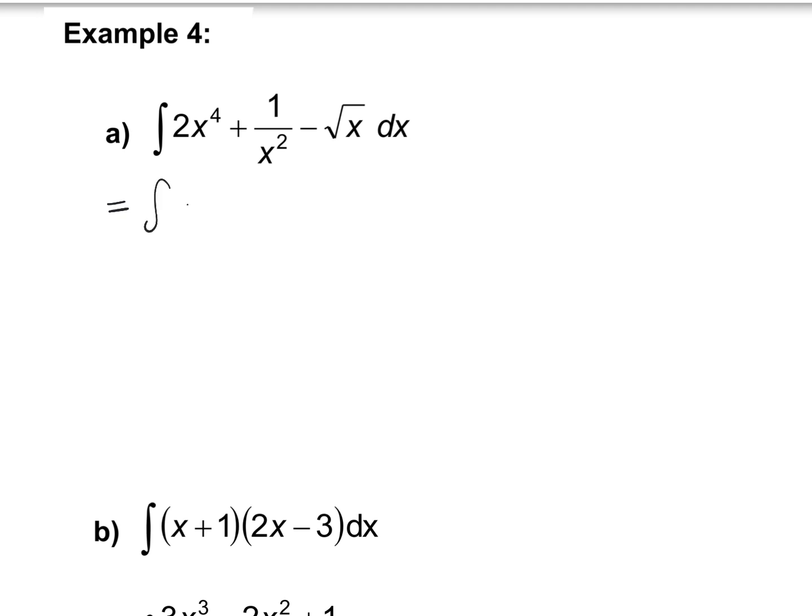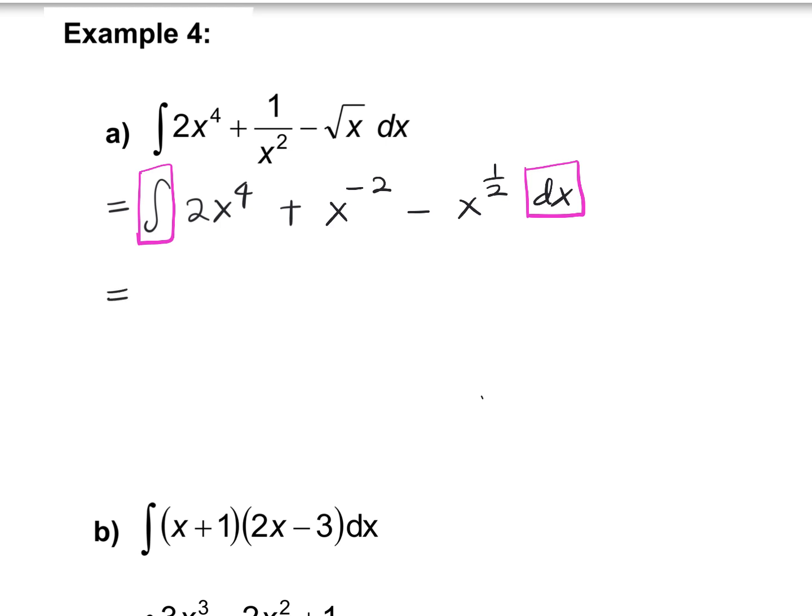So, just copy for this 2x to the power of 4 because we don't want to integrate yet. So this one, the index to x to the power of negative 2, and the third term change to x to the power of 1/2 dx. So please note that the sign of integral is still here and dx is still here, meaning that we didn't integrate any of the terms, nothing. So now we will do the integration steps.